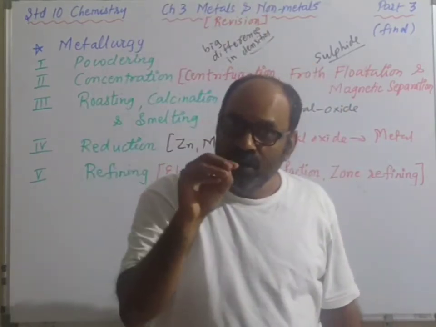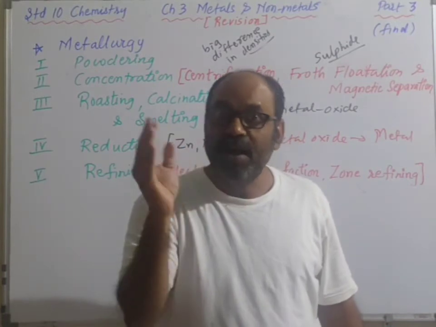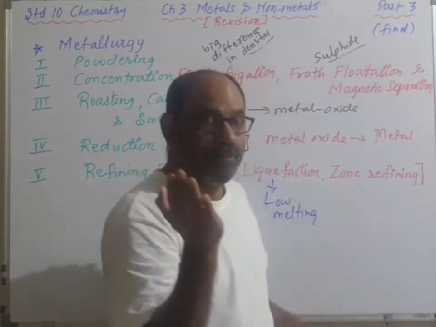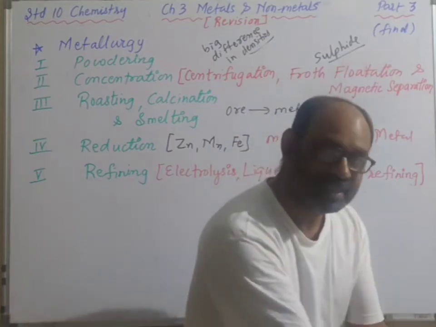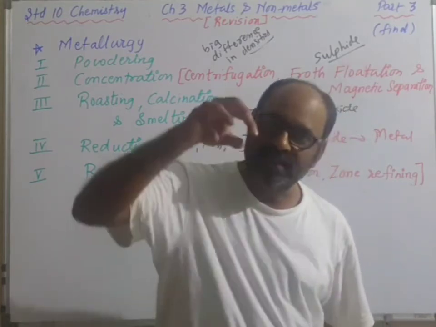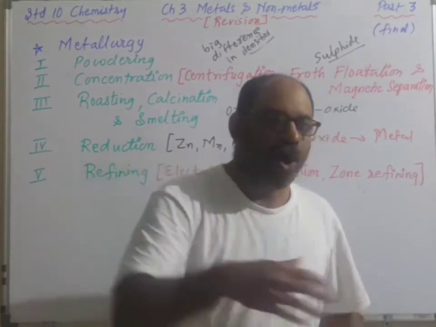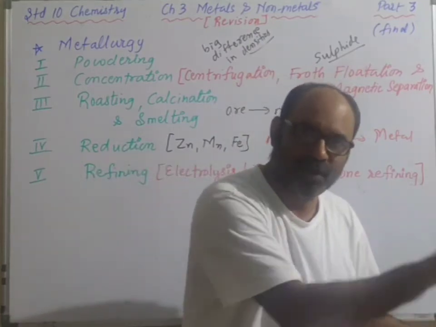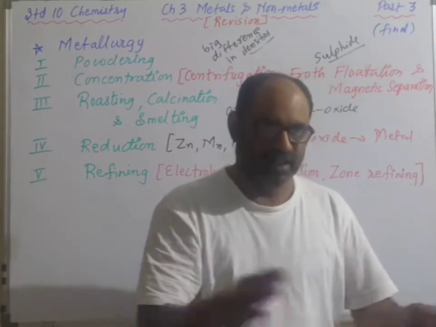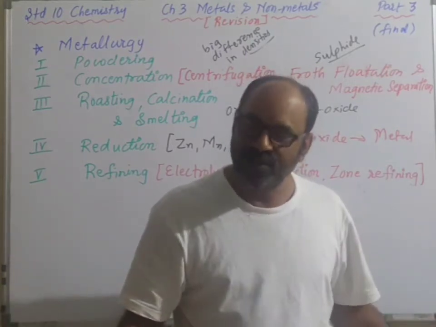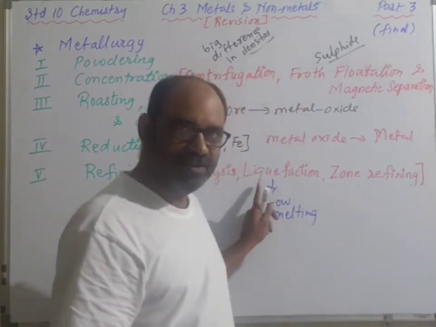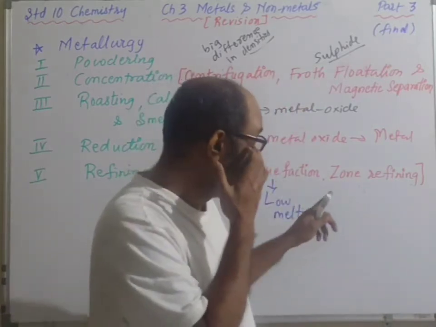Now the impurity doesn't melt, but the metal, because of its low melting point, melts, and that melted metal runs down the slope and is collected in a container, whereas the impurity remains there. Or even a strainer can be kept, so impurities will remain in the strainer. So that's how that small amount of impurity which was present is removed. That process is liquefaction. You see the diagram, see the video.